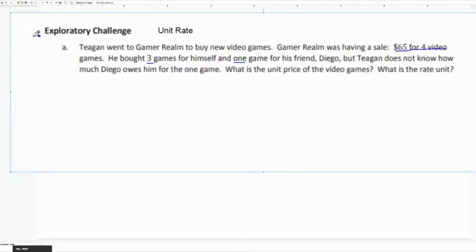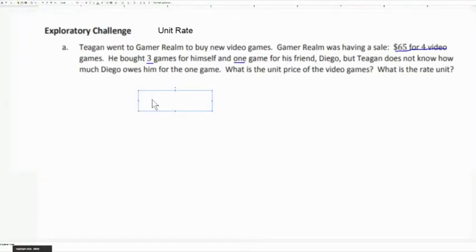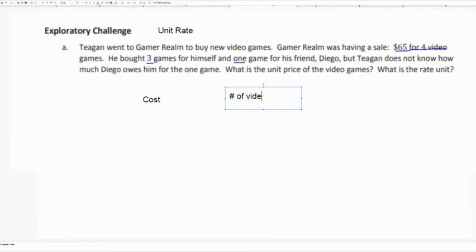All right, so this is very similar to what we did before. We are going to first take the information presented. First we have the cost, and then here we have the number of video games. Let's write down the information we have. This one I'm going to do vertically, just in case you prefer it that way. Once again, we're first going to talk about a ratio, and we're going to convert it to a rate.